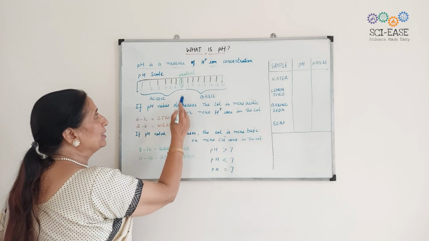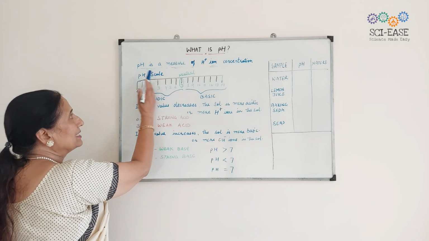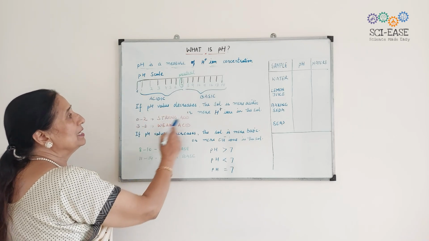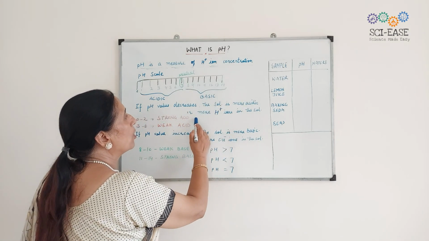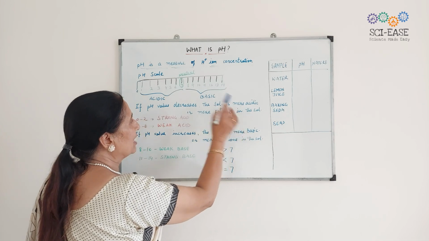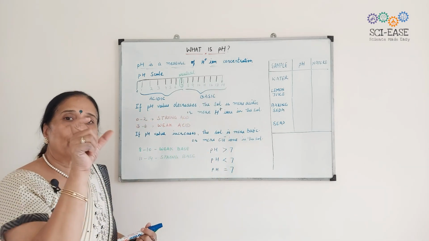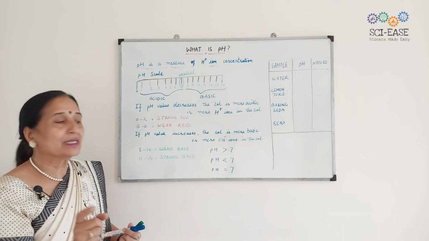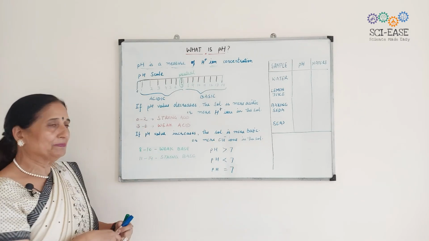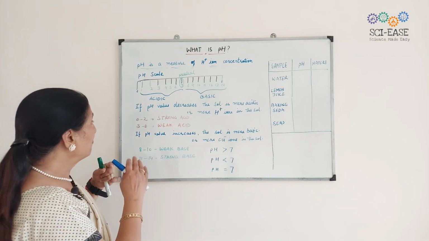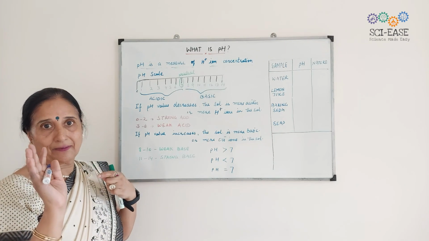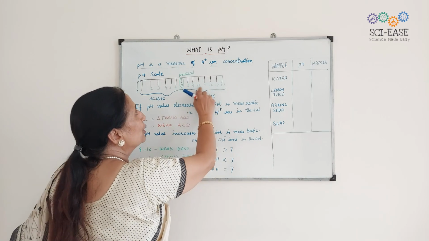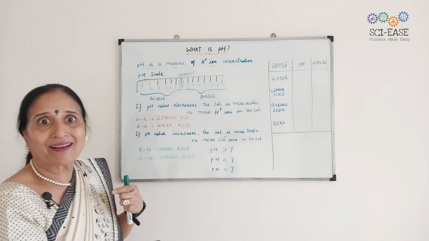If pH value decreases, that is, it is towards 0 or 1, the solution is more acidic, or has more H positive ions in the solution. So, from 0 to 2, it's a strong acid, and from 3 to 6, it is a weak acid. Okay? If pH value increases, the solution becomes more basic.